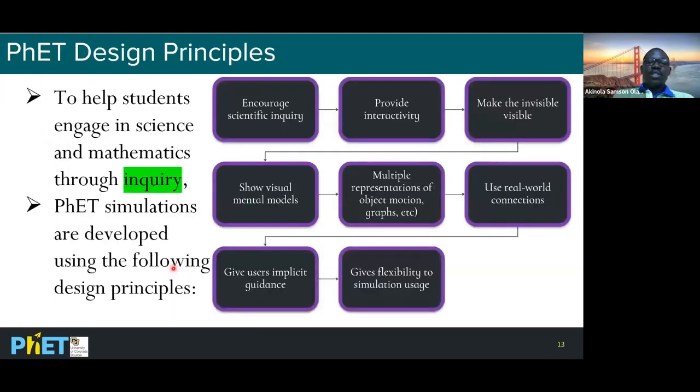Now, in the design of PhET simulations, the following principles were engaged. It encourages scientific inquiry. It provides interactivity. It makes the invisible visible. That is, it shows what you cannot ordinarily see or what you cannot even ordinarily achieve in the lab. It makes it possible for you to achieve that. It also shows visual mental models. It has multiple representations of objects, motion, graphs, and the rest of it. It uses real-world connections, gives users implicit guidance, and it gives flexibility to the simulation stage.